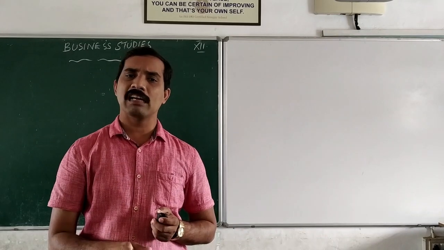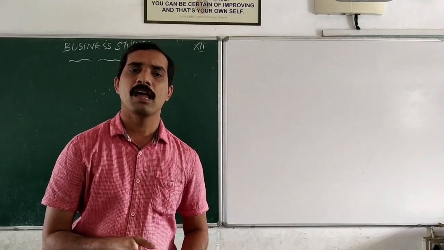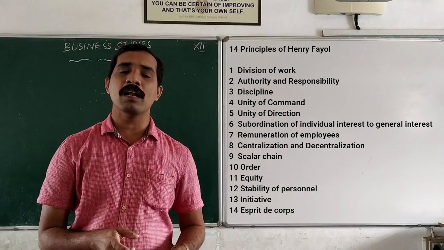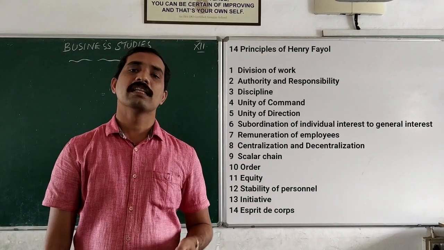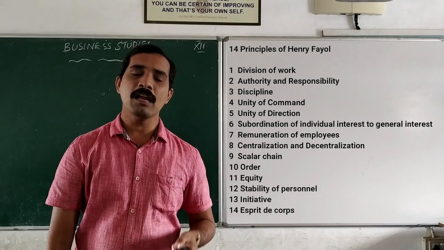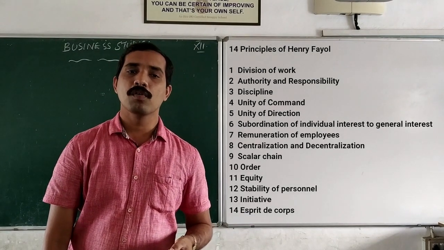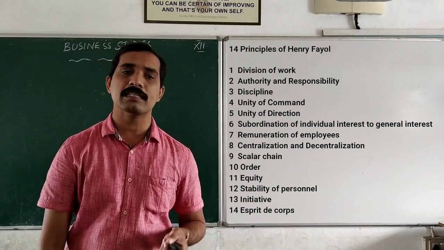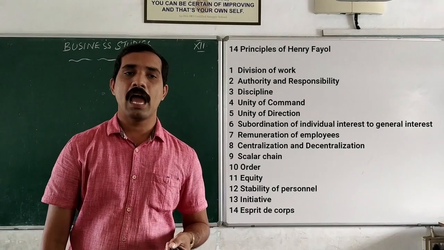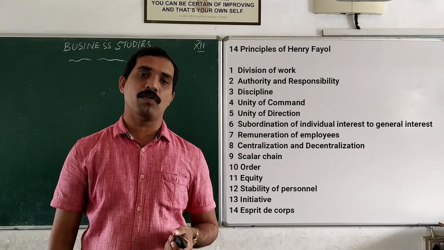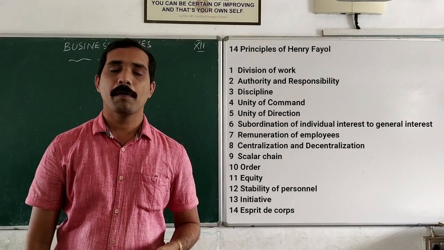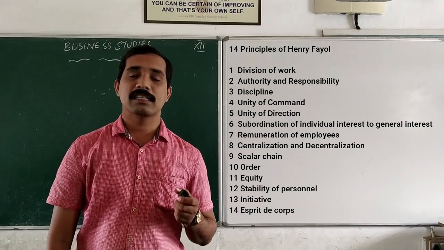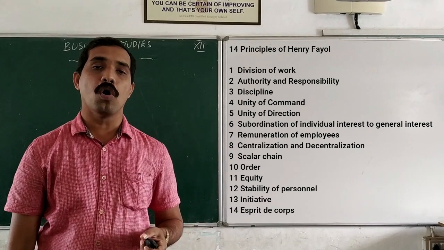I hope all are clear. The 14 principles of management. Which are the 14 principles of management? First one, division of work. Second one, authority and responsibility. Third one, discipline. Fourth one, unity of command. Fifth one, unity of direction. Sixth one, subordination of individual interest to general interest. And seventh one, remuneration of employees. Eighth one, centralization and decentralization. Ninth one, scalar chain. And 10th one, order.